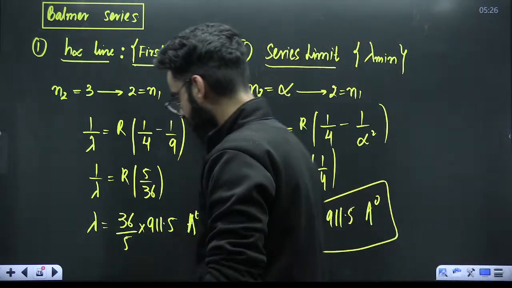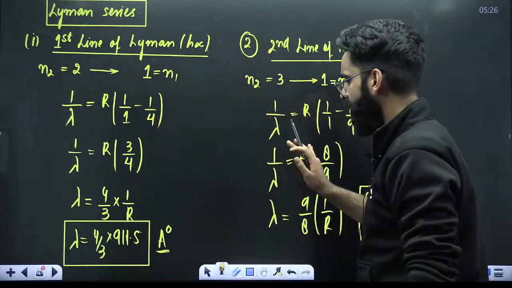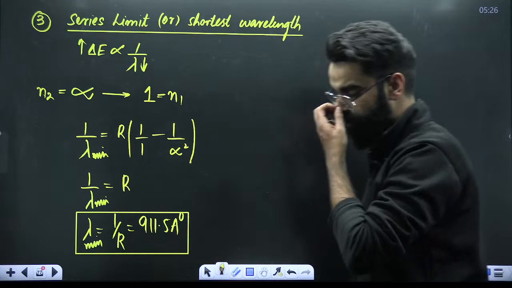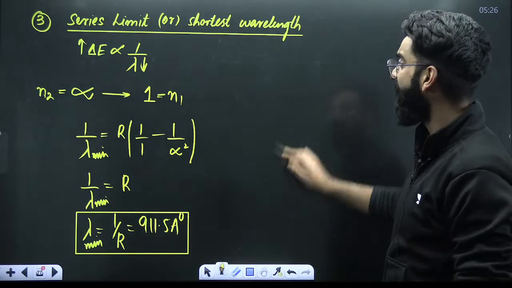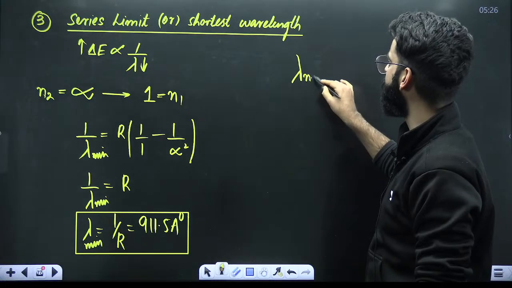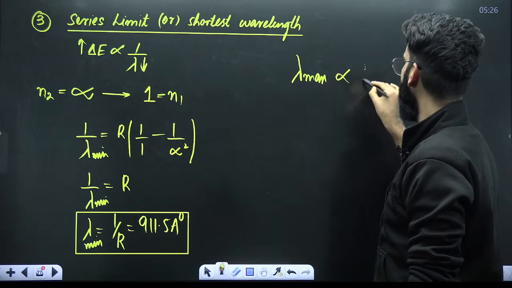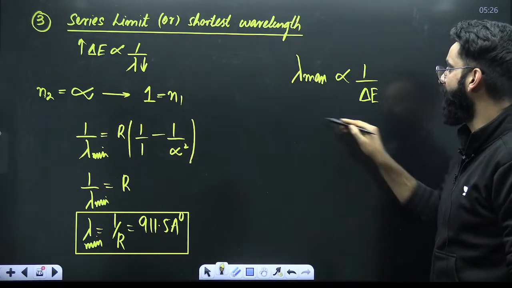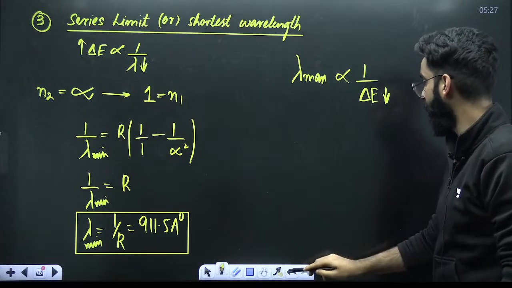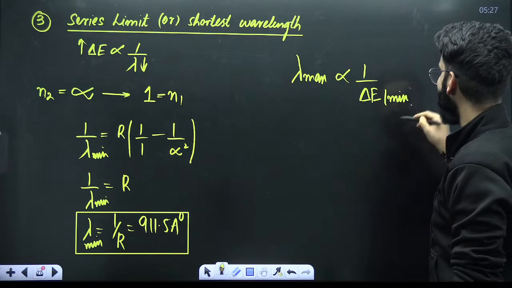Okay, tell me one more thing. If I talk about Lyman series again, I showed you how to calculate lambda minimum. If I ask you, calculate lambda maximum in Lyman series. For lambda to be maximum, delta E has to be minimum.